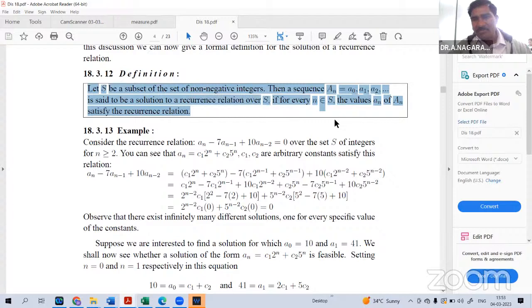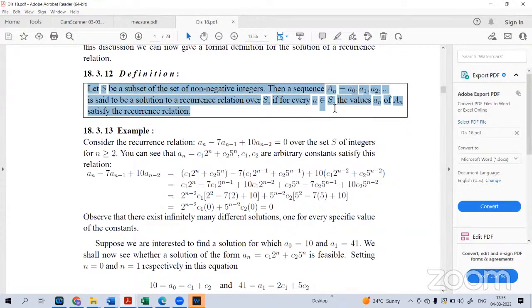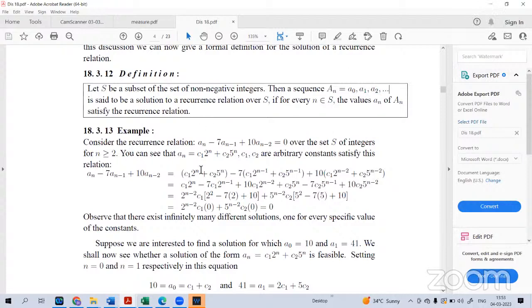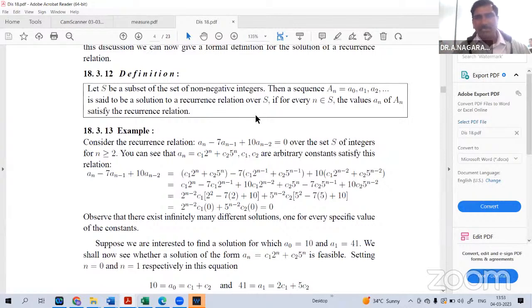Any doubt? Anyone? I was just about to ask. Are we taking n only as a real number? Yes, n also belongs to R only. Real numbers, positive real numbers? Only here A naught, A1 and A2. That can be clarified later where we get the solution. But here, no need to go for real numbers. Integers, positive integers. Here S is a subset of the set of non-negative integers.